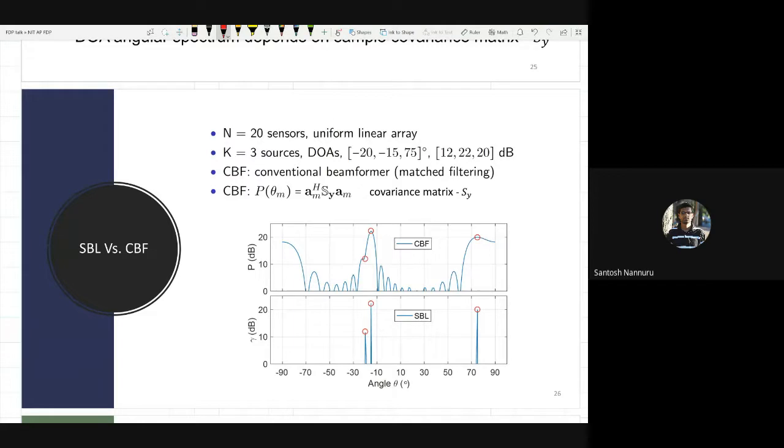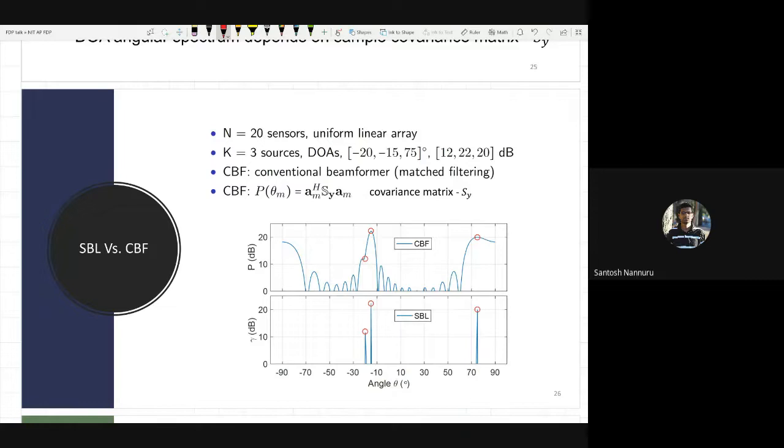So I've shown results for CBF and SBL. So CBF, you can see, will have peaks in different directions. So this is the CBF spectrum. What we are plotting is the power spectrum in log scale. The horizontal axis is the angle, right? Minus 90 to 90 degrees. For all methods, you discretize the angle grid, 1 degree or something. So that is done for CBF as well. For everything, you have a grid. Okay. And in each angle, you find where the correlation is the maximum.